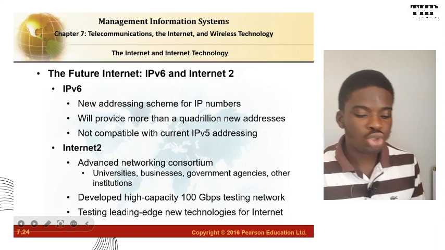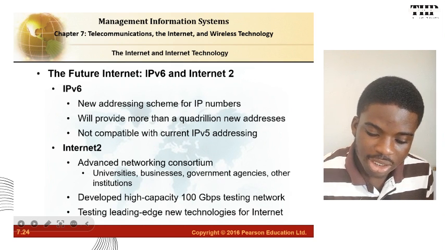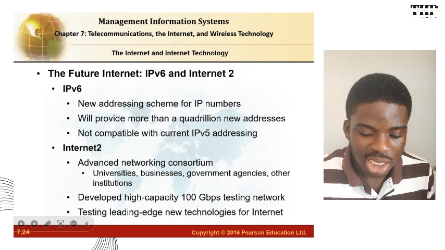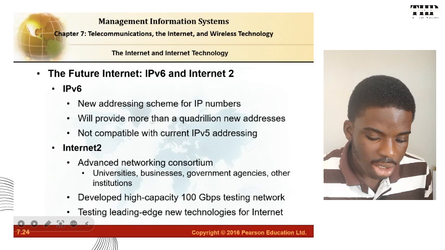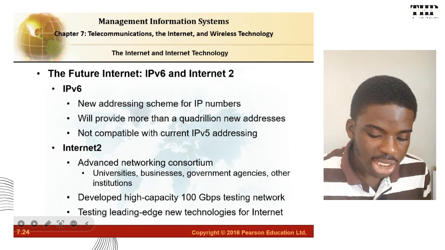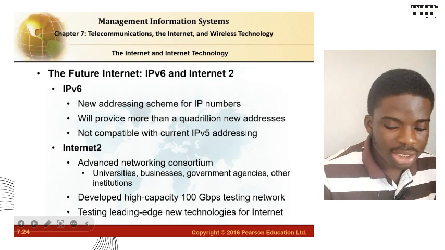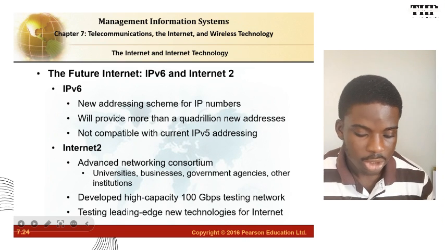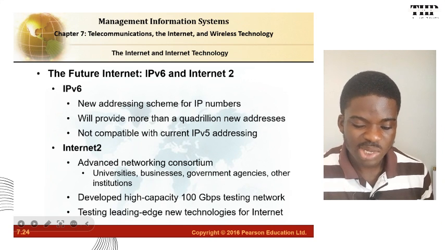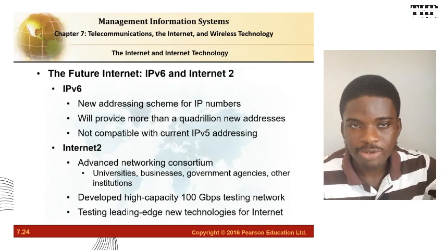Very good. Now, Internet2 has to do with an advanced networking consortium. Right? So universities, businesses, government agencies, and other institutions develop high capacity, 100 gigabits per second testing networks, and test leading edge new technologies for the internet. So there is also an advanced networking consortium involving universities, businesses, government agencies, and other institutions. So that's the future of the internet, right? IPv6 and Internet2.